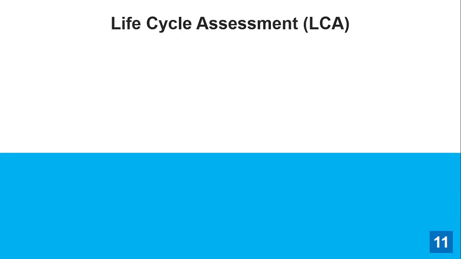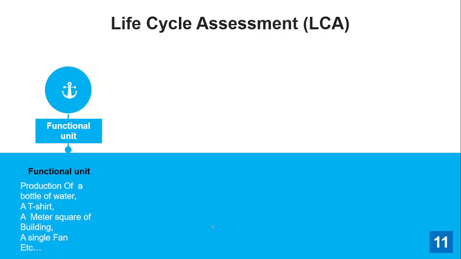The first step when we conduct a life cycle sustainability assessment will be the LCA. In the LCA, first we will determine the functional unit. That functional unit may be a t-shirt, a square meter of building, a single fan, or the production of a bottle of water.